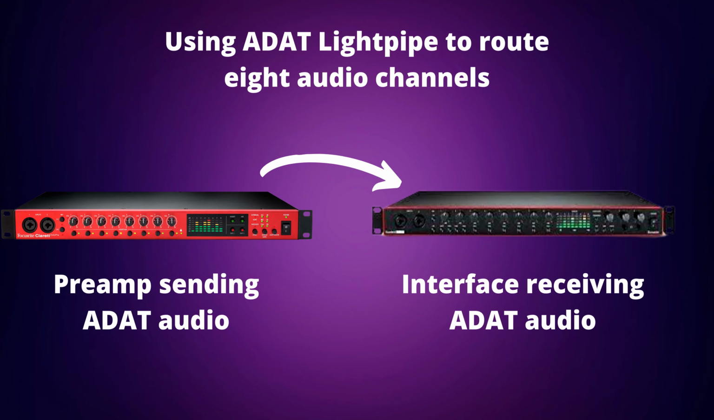We can either use ADAT from an input point of view if we want to bring additional ADAT sources into the 18i20 to be able to have those extra sources. Now, it could be an external preamp, could be a multi-channel preamp, could be some kind of other audio device or mixer. There's a lot of things that support ADAT output. And so the Scarlett will let us bring those in. Again, the Scarlett 18i20 in this case.